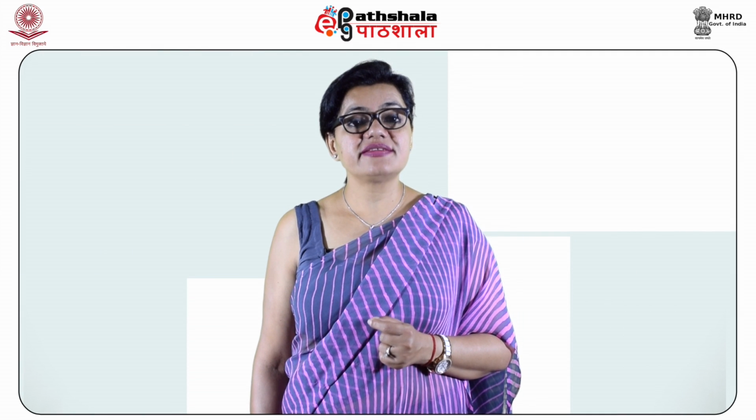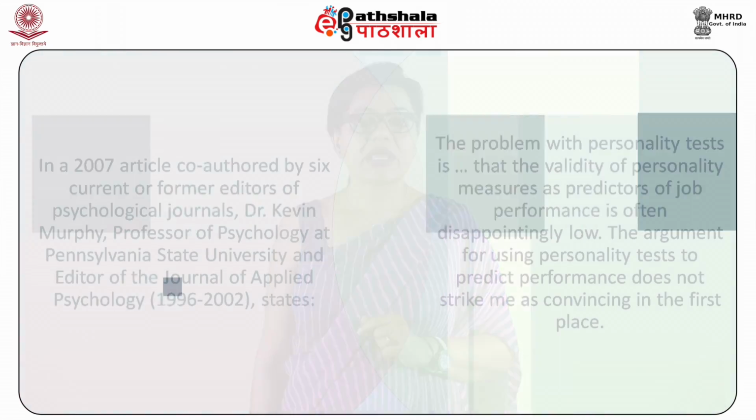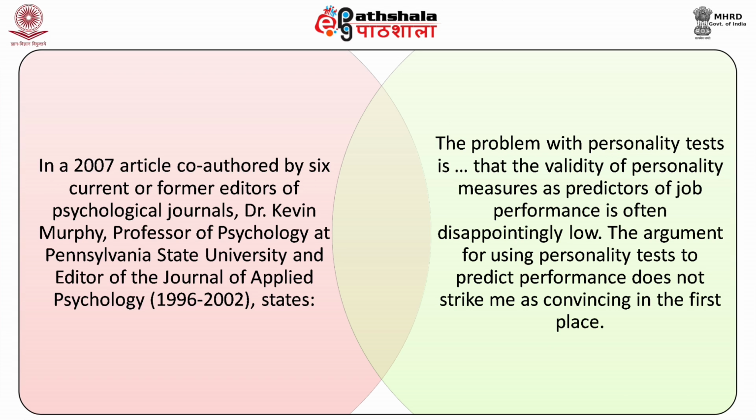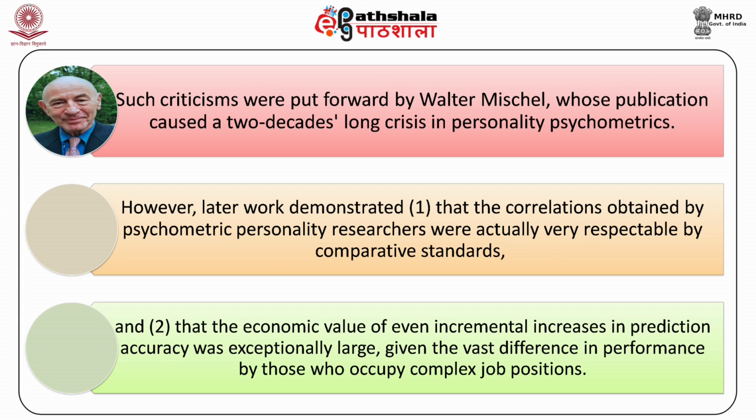However, research demonstrating such prediction has been criticized, in part because of the apparently low correlation coefficients characterizing the relationship between personality and job performance. In a 2007 article co-authored by 6 current or former editors of psychological journals, Dr. Kevin Murphy, a professor of psychology at Pennsylvania State University and editor of the Journal of Applied Psychology, states, "The problem with personality tests is that the validity of personality measures as predictors of job performance is often disappointingly low. The argument for using personality tests to predict performance does not strike me as a convincing one in the first place."